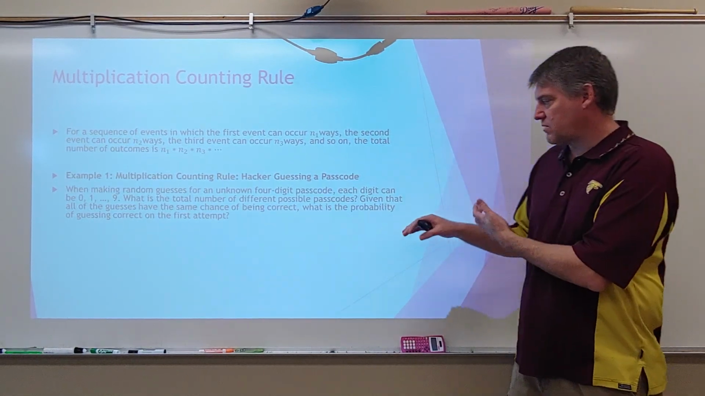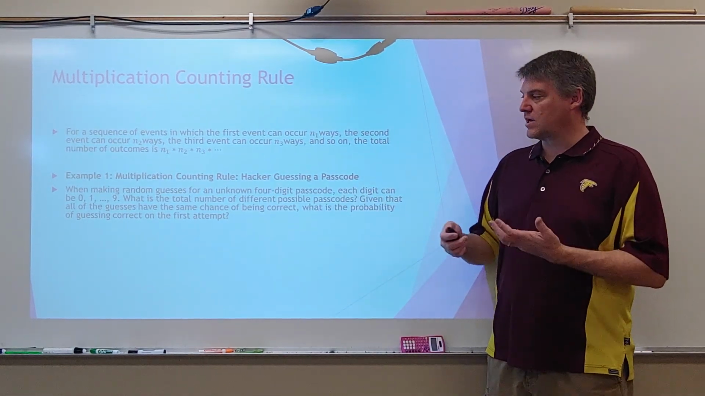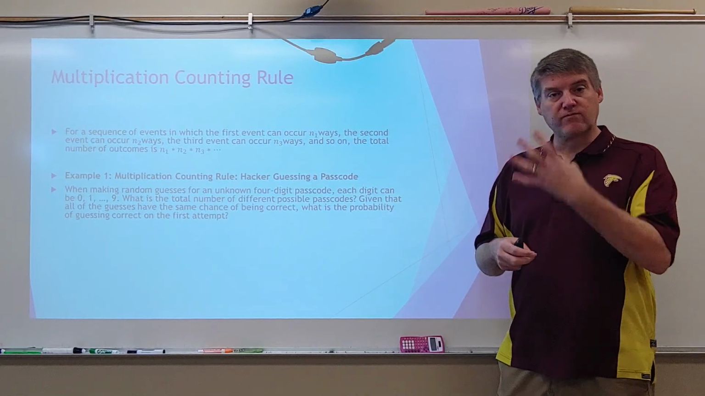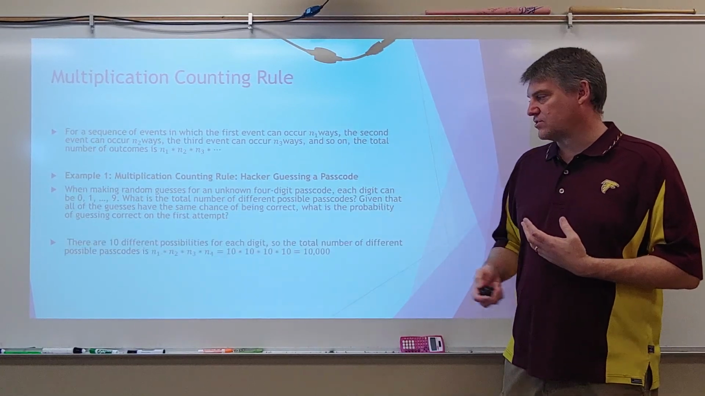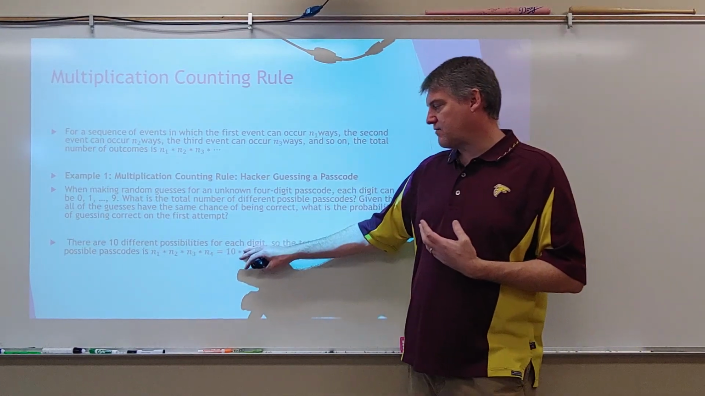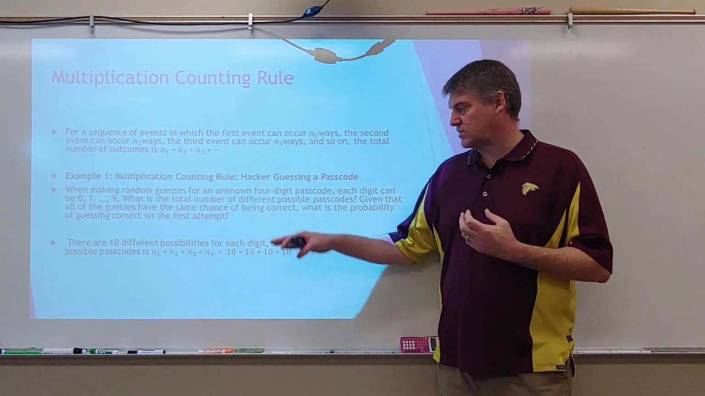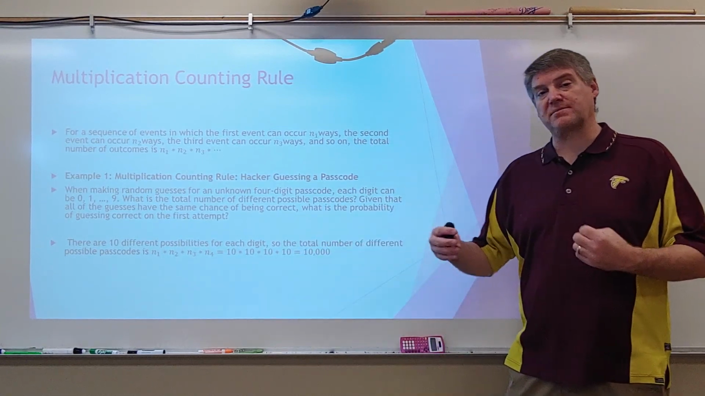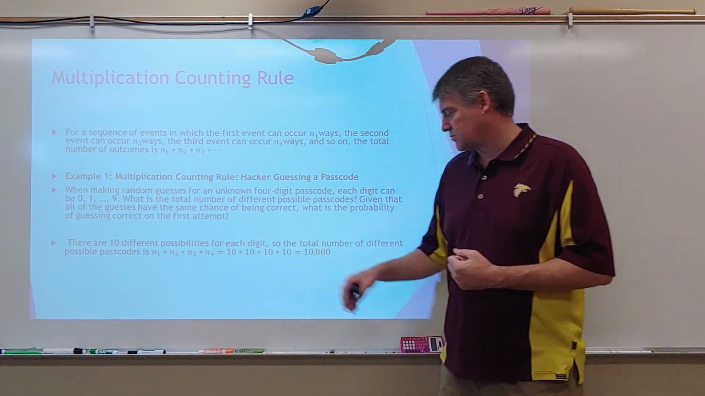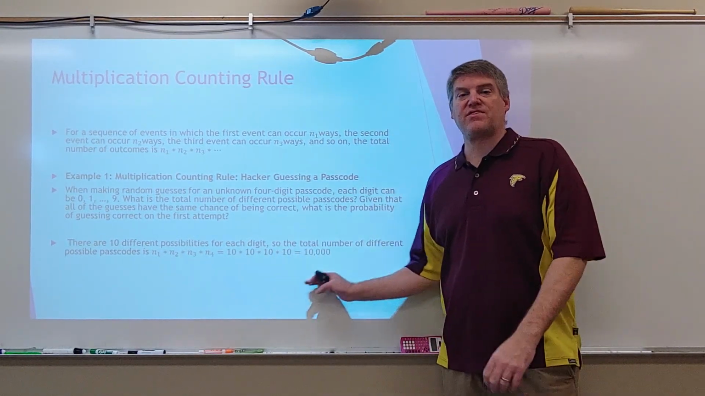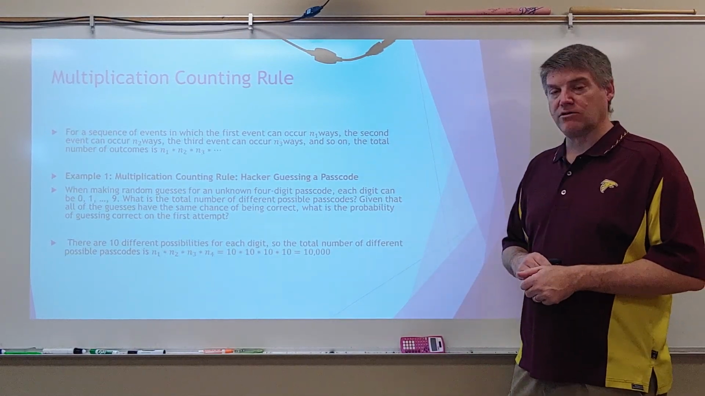The first thing we need to do is find out how many different passcodes there are. How many numbers are there? There are 4 digits. In the first case, we could have 0 through 9, so there are 10 different possibilities for each digit. So the total number of different passcodes is n sub 1 times n sub 2 times n sub 3 times n sub 4. Each has 10 possible outcomes, so there are 10,000 different possible values.